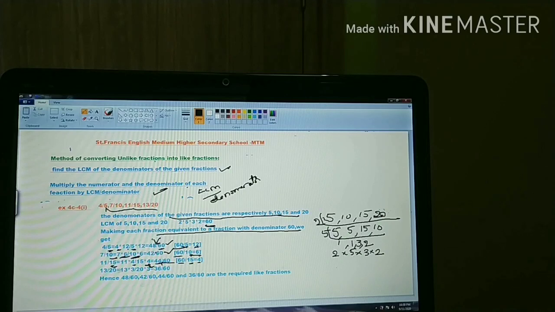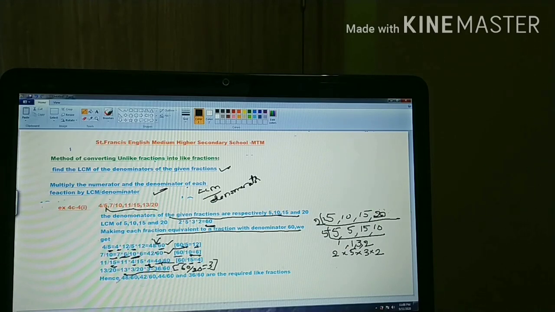Next one, 13 divided by 20. So 60 divided by 20: 20 threes are 60. I am multiplying both numerator and denominator by 3. Now we get 13 into 3, 39, and 20 into 3, 60.